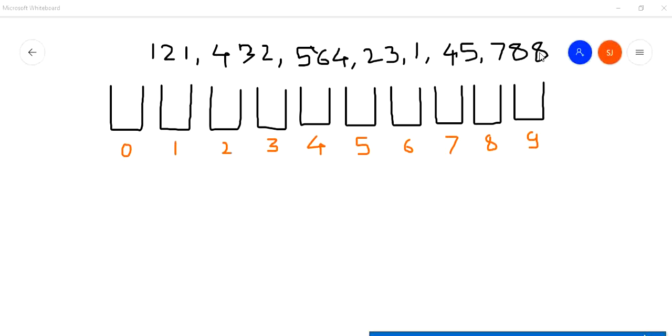Now we are considering a decimal number system, and all these numbers are decimal number system representations, so you have digits 0 to 9. Now what you have to do in radix sort is make buckets. These are called buckets in radix sort. You have 10 buckets, the first bucket numbered 0 and the last bucket numbered 9: 0 1 2 3 4 5 6 7 8 9. So you have 10 buckets numbered from 0 to 9.